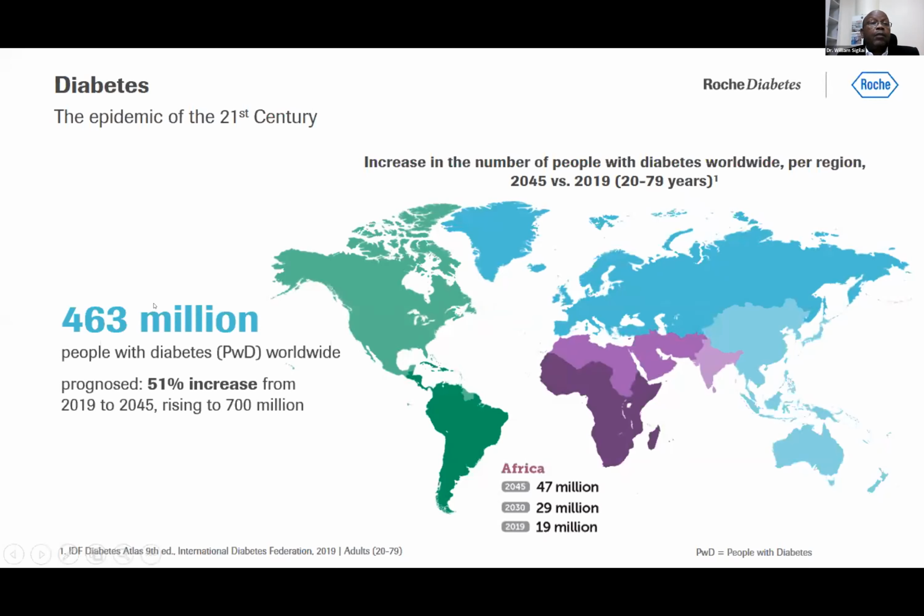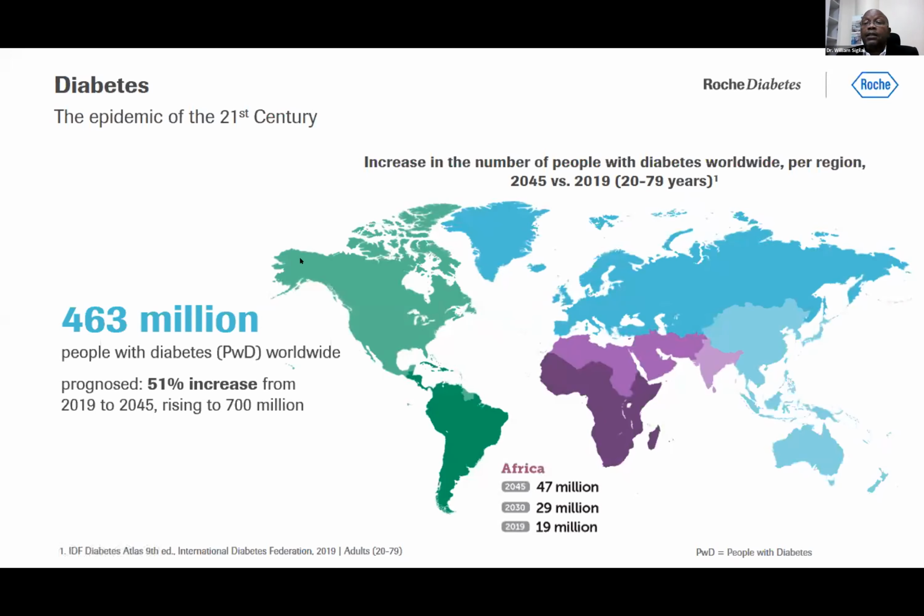You can see, ladies and gentlemen, that the current global situation is an estimated 463 million people living with diabetes across the globe, and about a 51% increase globally is expected by the year 2045, bringing the number to 700 million. This is among patients in the age group of 20 to 79 years. Of special attention is the purple color, which represents parts of the world where the increase in numbers will be highest.